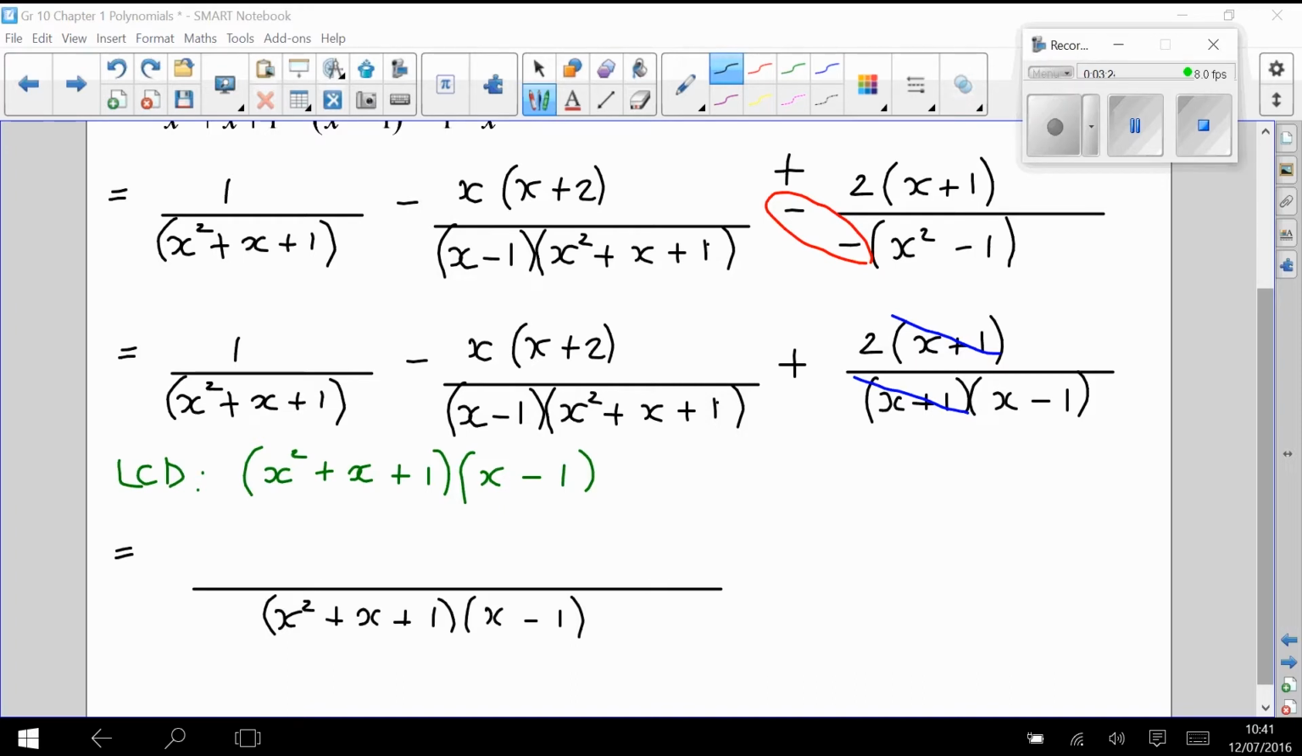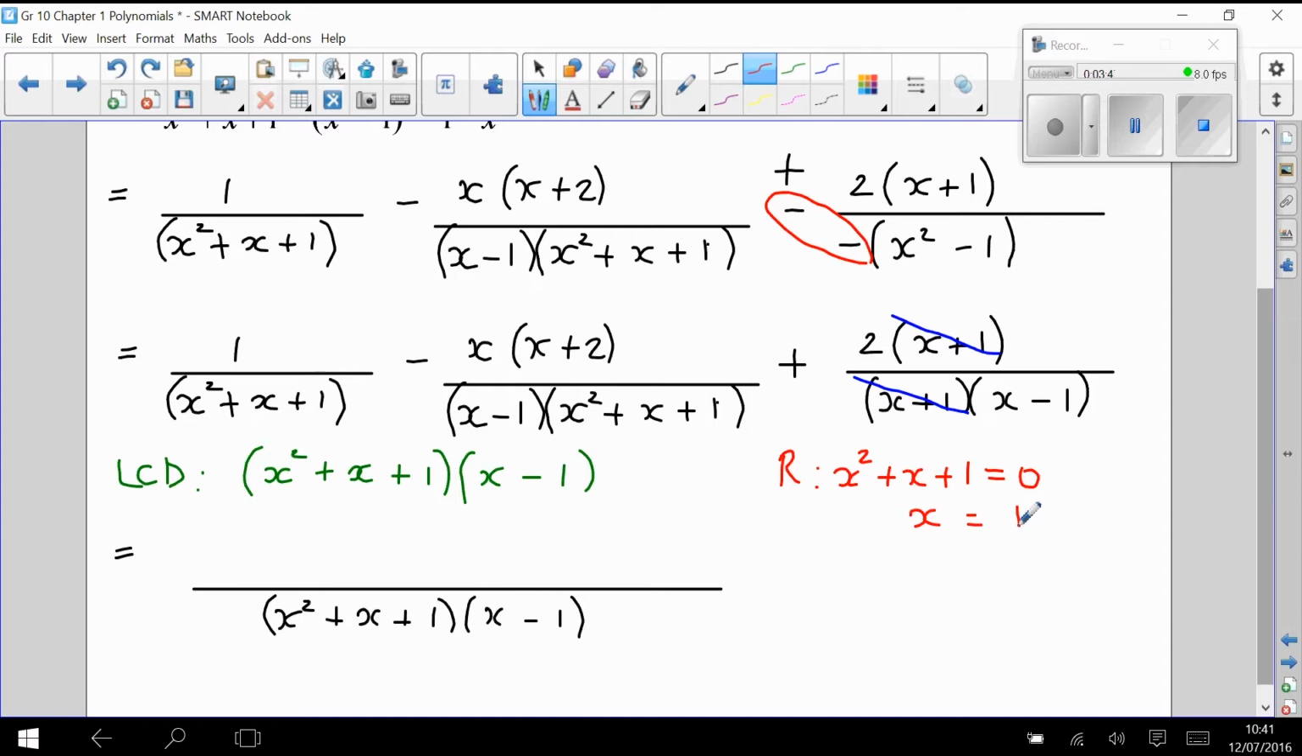As that first factor is quite a complicated factor, you don't need to try and work out what it would be. You just say that the restrictions are going to be when x squared plus x plus 1 is equal to 0. The second one is a linear factor, so that's easy. So that is going to be when x is equal to 1.